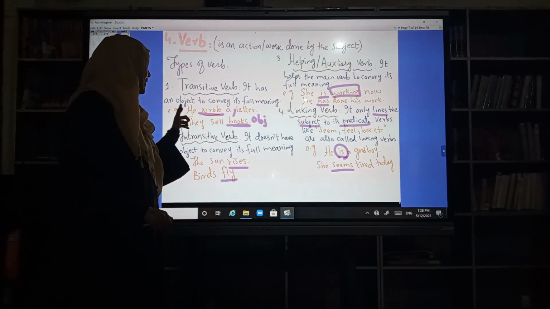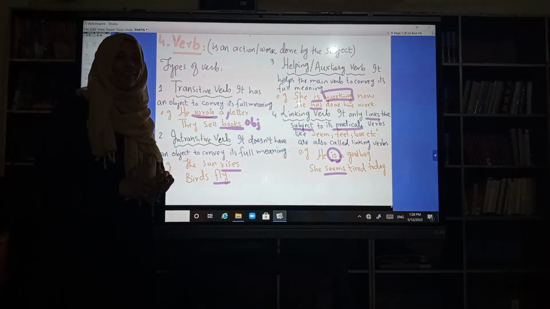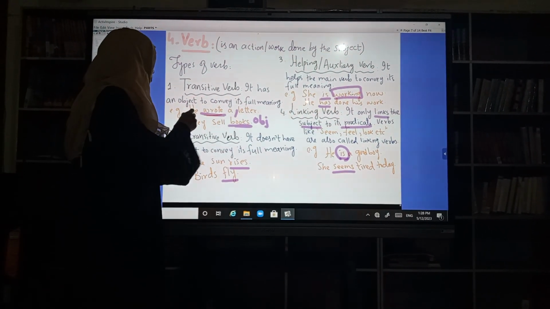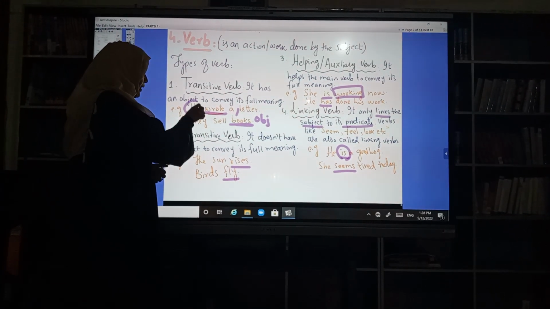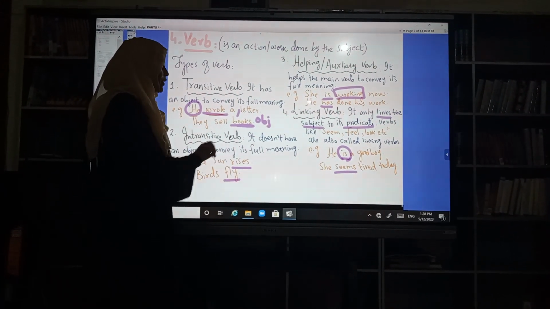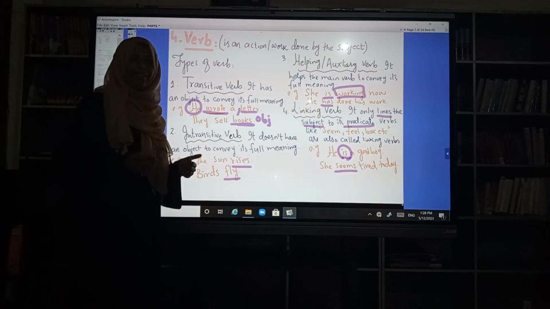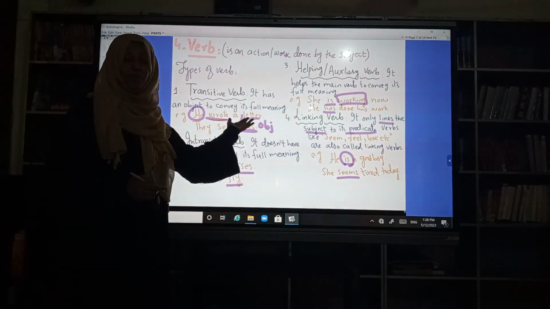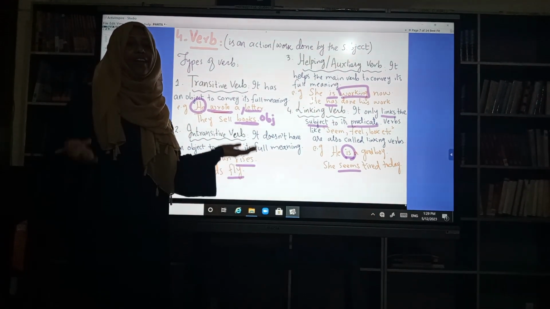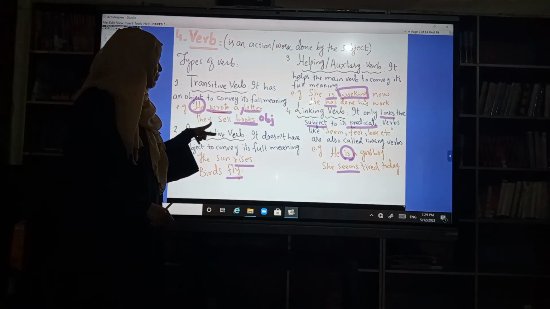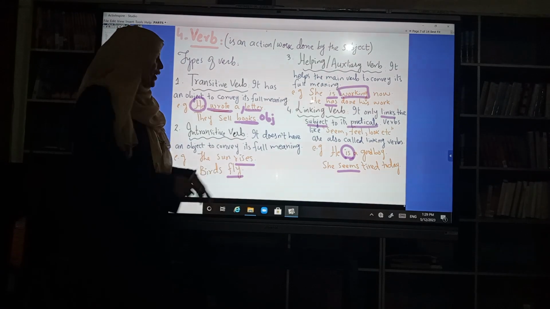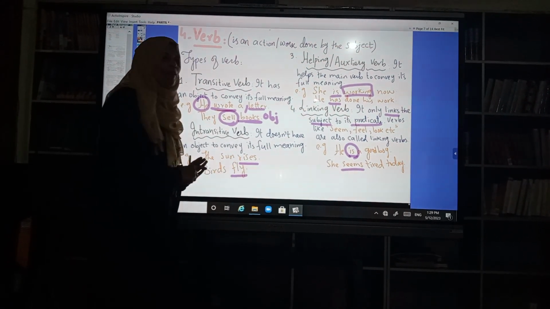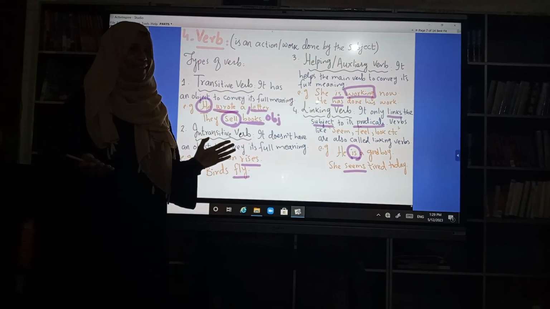Now comes the example for the first type, that is transitive verb. For example, he wrote a letter. Now it's very simple to analyze. He is the subject, wrote is a verb, letter is an object. So according to the definition, if a sentence contains an object, this is obviously called a transitive verb. Another example, they sell books. Now the action here, that is sell, is enhanced by this object to give the complete meaning.